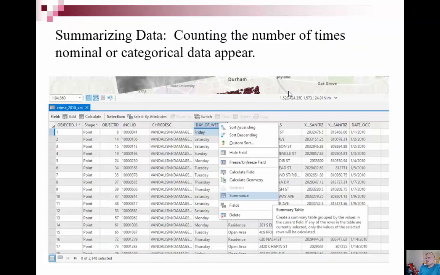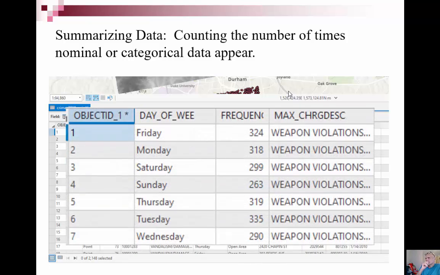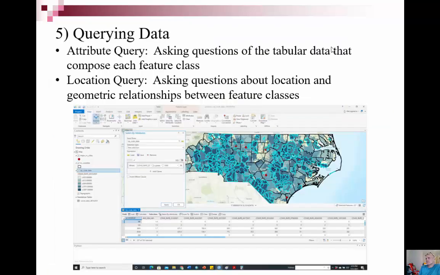We can summarize data, so we can count the number of times something appears. So this is crime data, so that we can show how many weapons violations or how many crimes occurred on a particular day so that we can sort this. Now, this is going to be a standalone table because obviously you can't see anything related to location. But this just gives us extra insights from these.